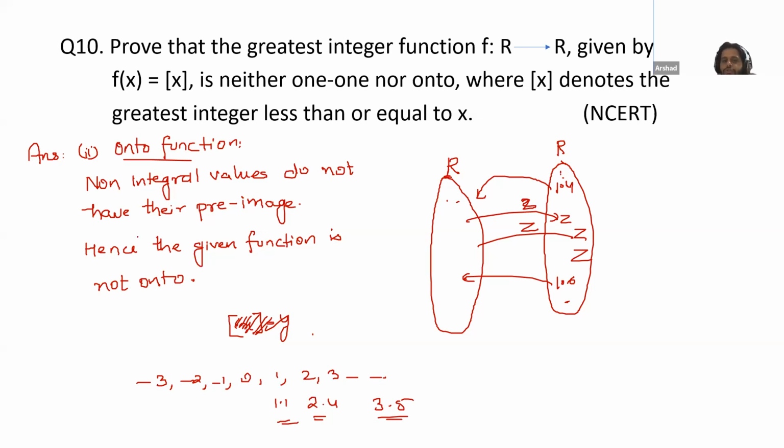So non-integral means not integers. That means decimal numbers. So in place of non-integral, you can also write decimal numbers. The decimal numbers do not have pre-images. Okay, Abdul, is this clear? Okay, sir. Okay, very good. Now, next one.